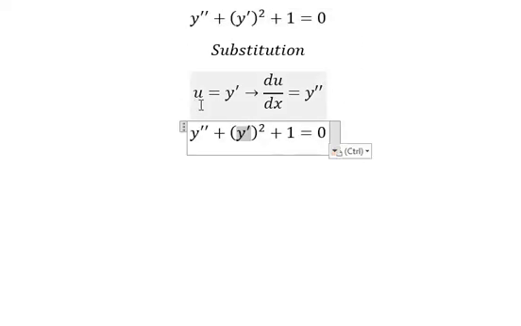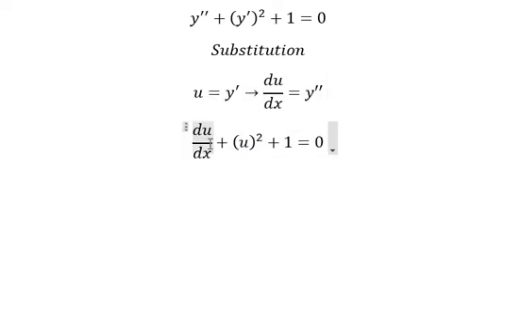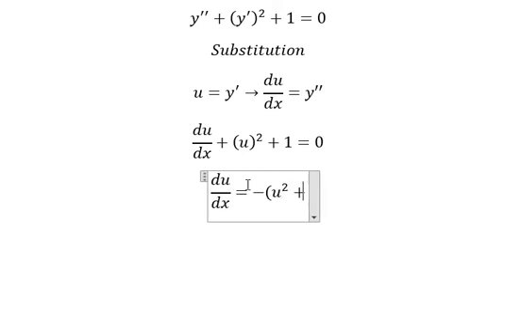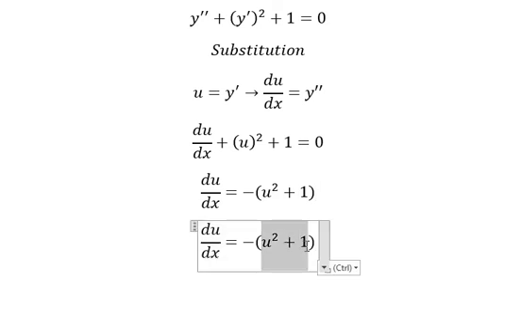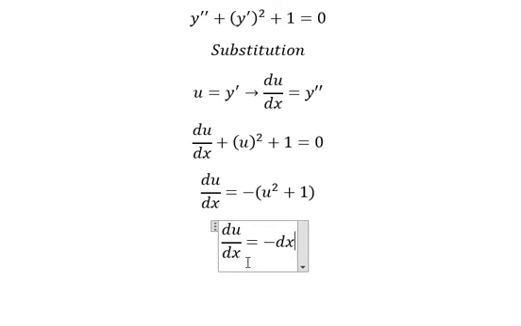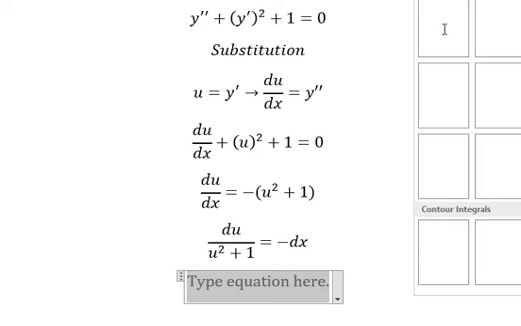So this one we change by u, this one we change by this one. Now u square plus 1 we put on the right. So this one we put on the left, ds we put on the right. Now we can put the integration for both sides.